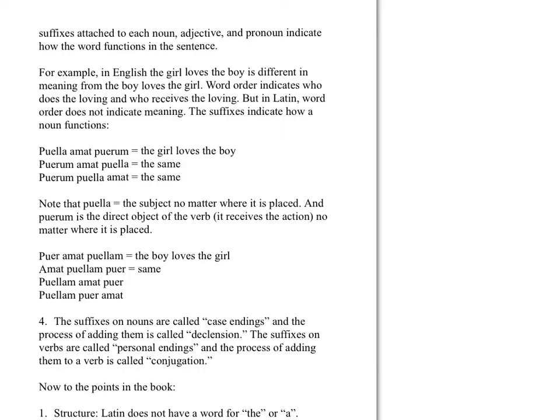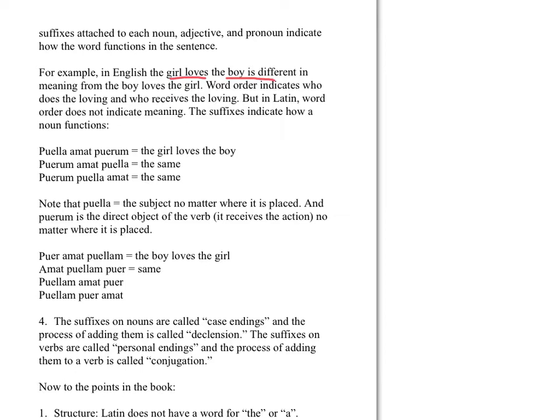Take a look at these examples in English. If you have a sentence in English where it says, the girl loves the boy, that's different in meaning from the boy loves the girl. Word order indicates who does the loving and who receives the loving in English. But in Latin, word order does not indicate meaning. The suffixes at the end of a noun, adjective, or pronoun indicate how a noun functions.